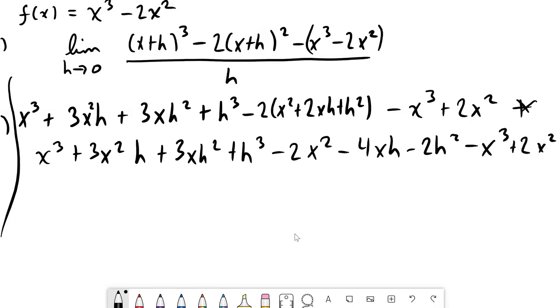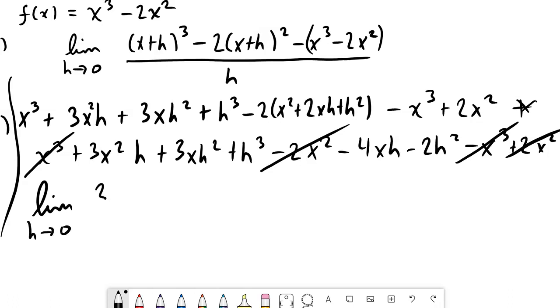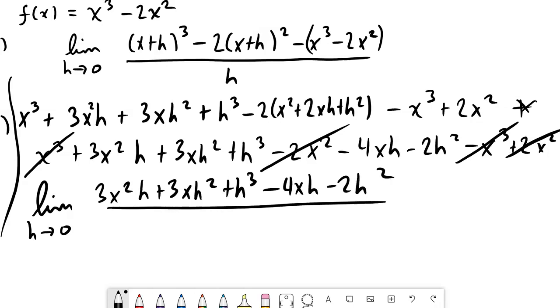Right, that's the same thing. I distributed the minus 2, and we see stuff cancels out right here. This cancels out with this. What else? Let's see, can we combine anything? Is there any x squared? This cancels out with this. Any x squared h terms? There doesn't seem like it. So we can continue with our problem. It's the limit as h approaches 0 of 3x squared h plus 3xh squared plus h cubed minus 4xh minus 2h squared, all over h.